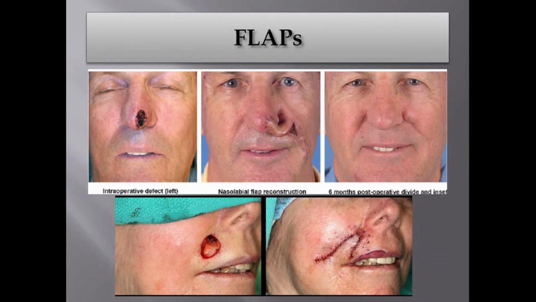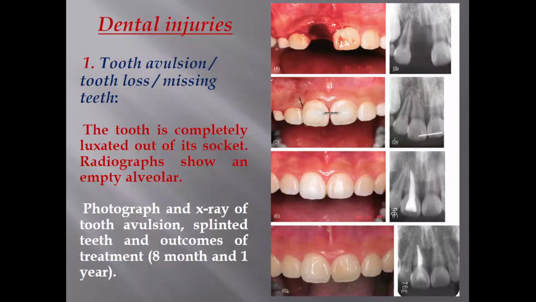And on this slide you can see a rotation flap in the upper photos, and usually it's a reconstruction of the nasal tip due to maybe some cancer or due to trauma. And in the lower part of the slide you can see triangle flaps or reversible flaps, which we can use in order to close round defects of the face.